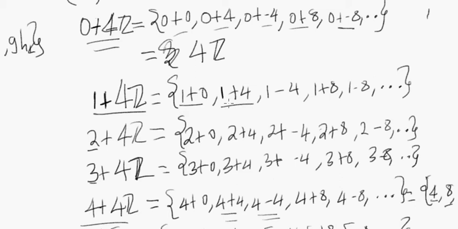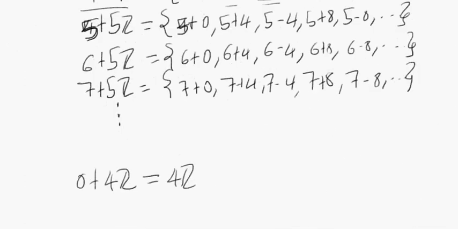So 4 does not divide 1 plus 4. 4 does not divide 1 minus 4. 4 does not divide 1 plus 8. 4 does not divide 1 minus 8. In fact, the question becomes, can any element of 1 plus 4Z be divisible by 4?